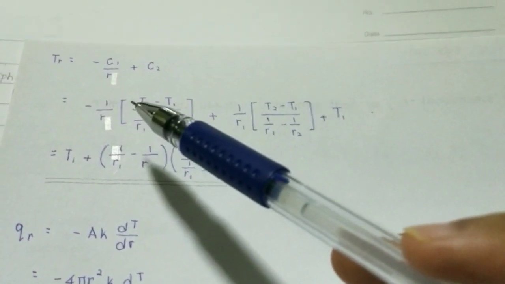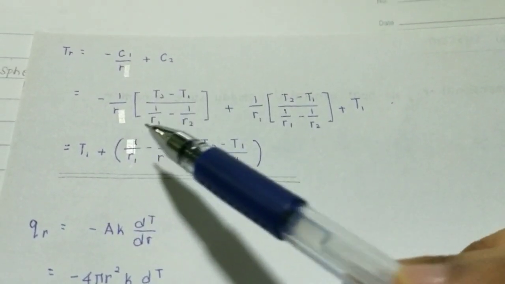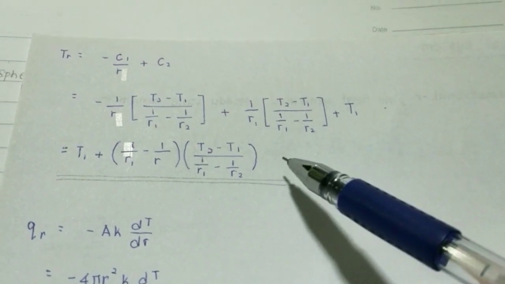To solve T(R), we substitute back the values of C1 and C2 and we get this equation. This is for the temperature profile.